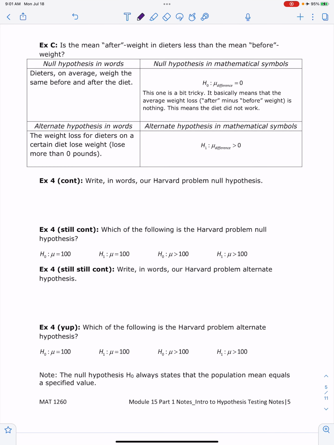These are the Mod 15 Part 1 notes. This is page 5, and here is our last example at the top.